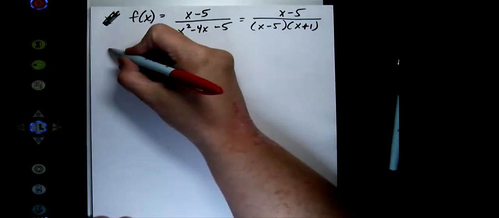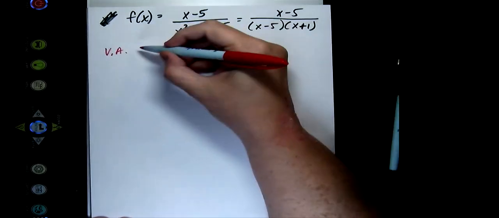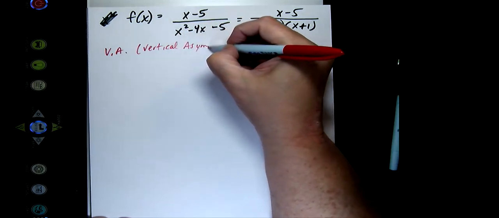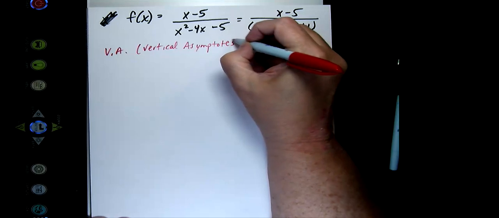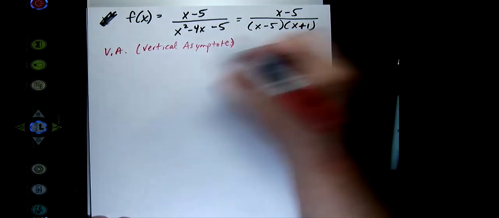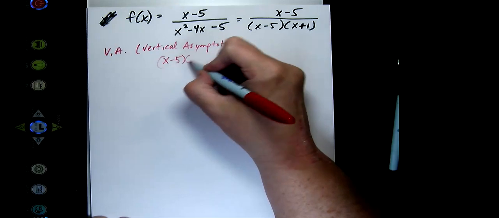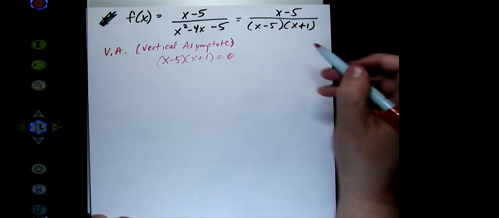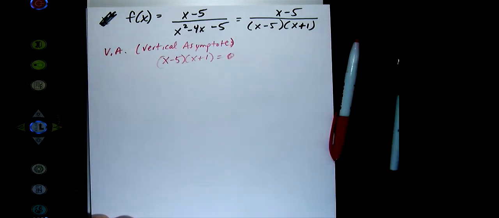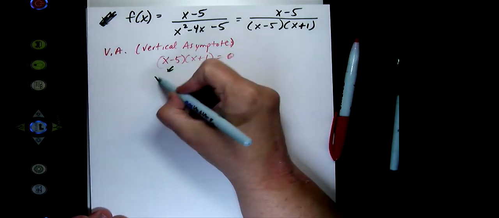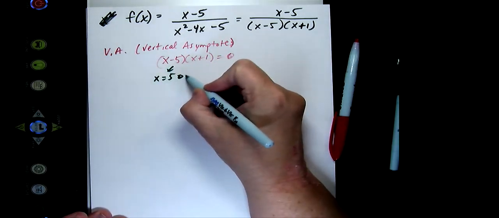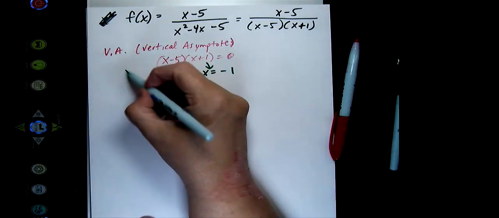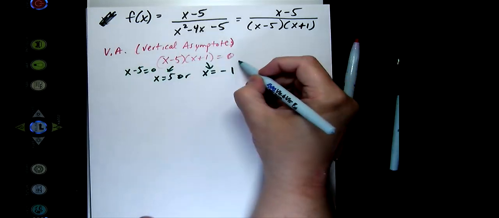All right, so vertical asymptote, VA, vertical is vertical asymptote. This red pen's going by the wayside shortly. It's where the denominator equals zero. And I did that by solving x minus 5 equals 0 and x plus 1 equals 0.